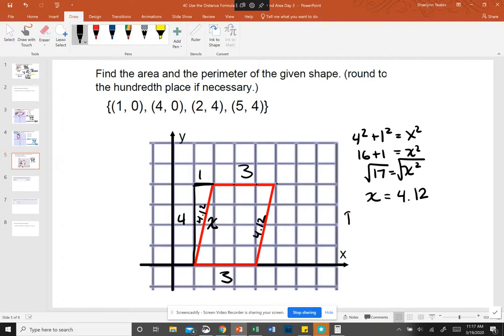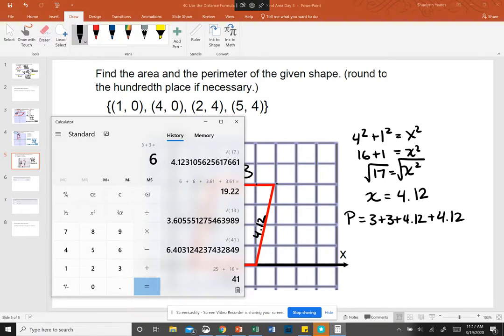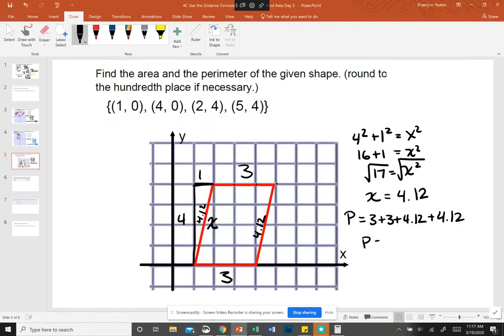So if I want to find the perimeter, I just need to add all those lengths together. So that'd be 3 plus 3 plus 4.12 plus 4.12. So I do 3 plus 3 plus 4.12 plus 4.12. And I get the perimeter is 14.24.